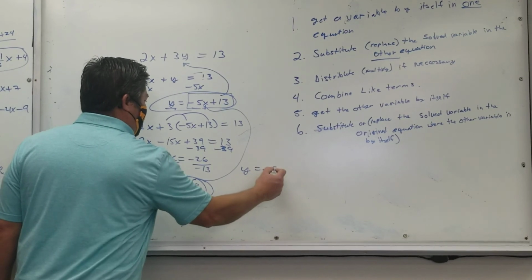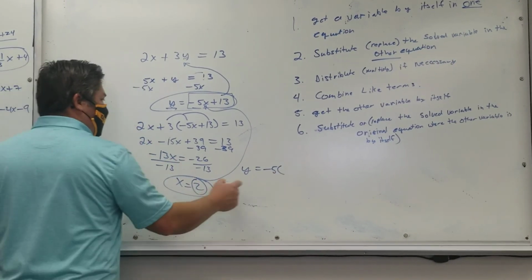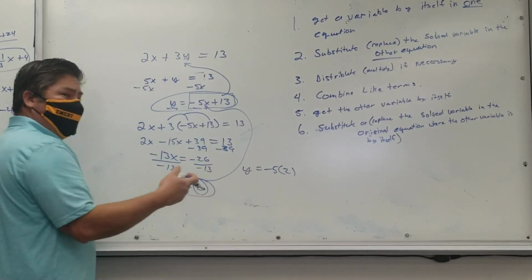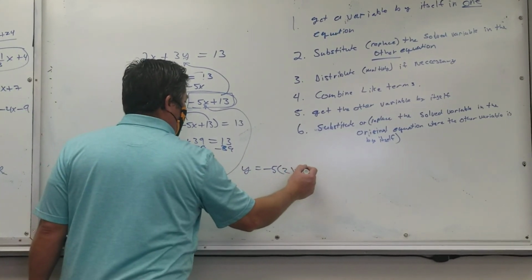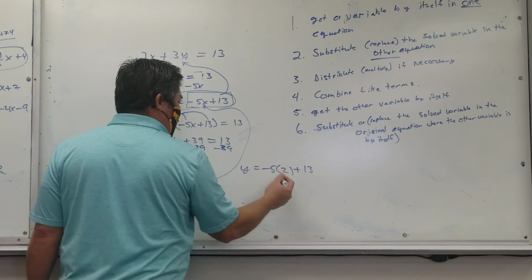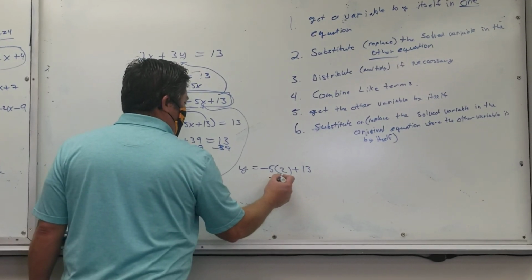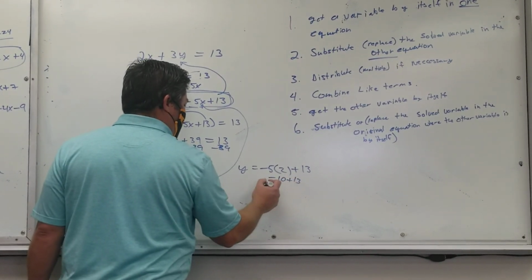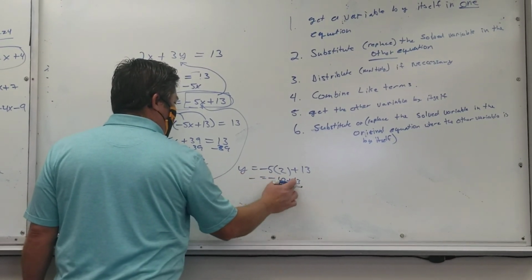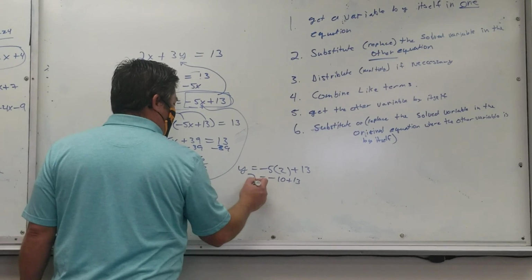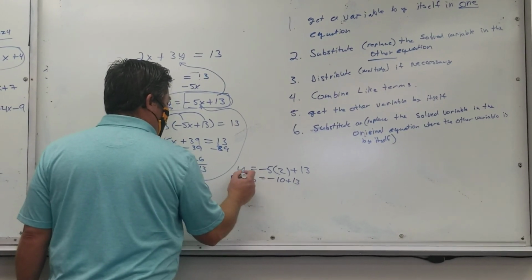Y equals negative 5 times 2. Notice how I put a parenthesis around that, because I'm replacing it. Anytime I do a substitution, I do that. Plus 13. What's negative 5 times 2? Negative 10. Plus 13. Negative 10 plus 13 is positive 3. So y equals 3.